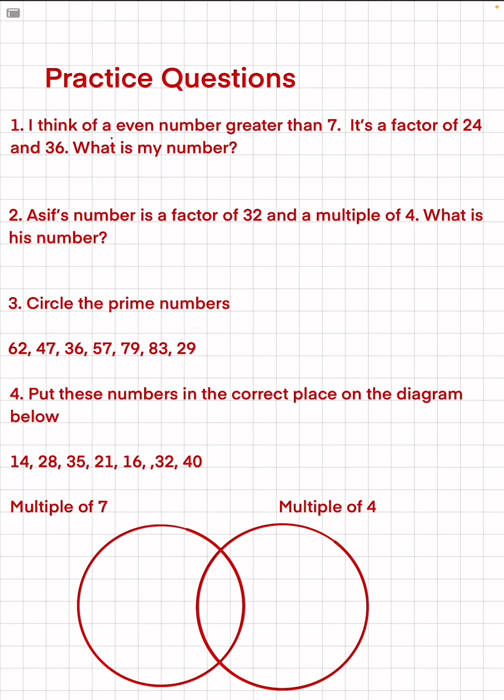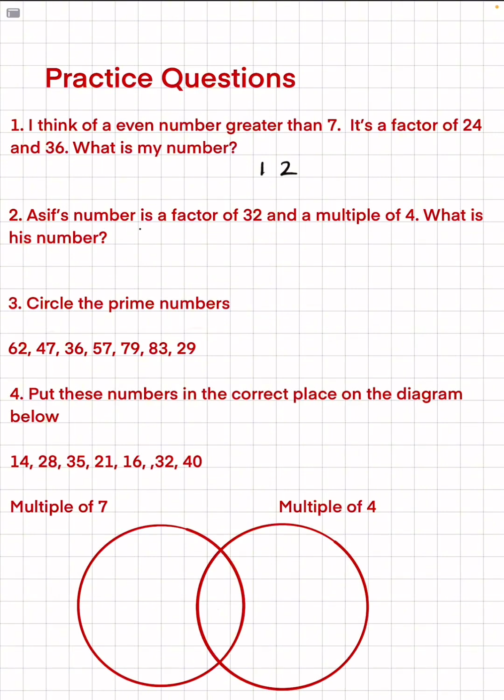Question 1 says, I think of an even number greater than 7. It's a factor of 24 and 36. What is my number? The next number after 7 is 8. 8 is an even number. It's a factor of 24, but not 36. The next even number is 10. 10 isn't a factor of 24 or 36. The next even number is 12, which is a factor of 24 and 36. So the number is 12.